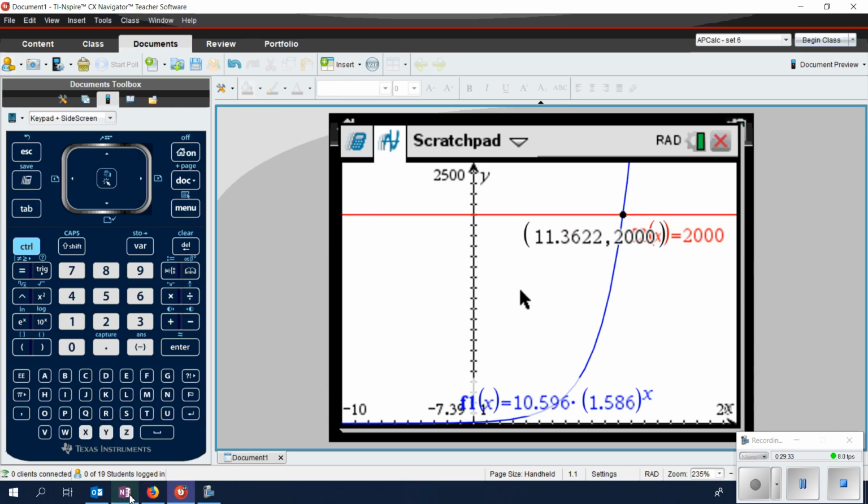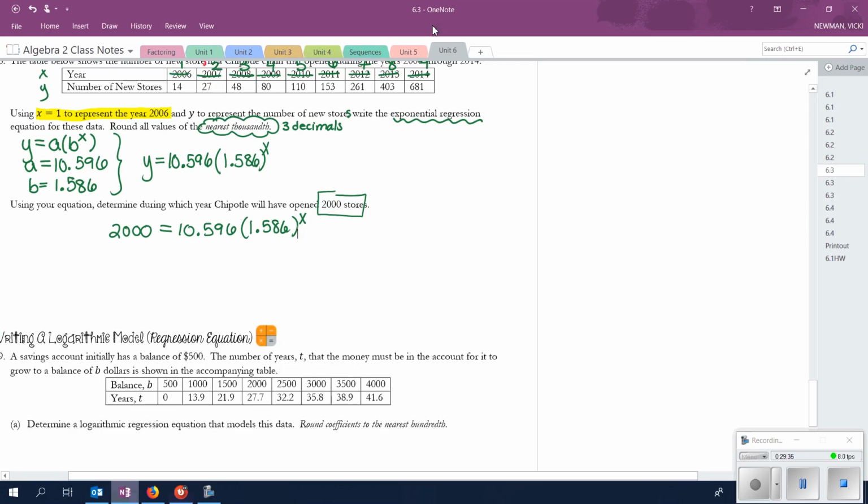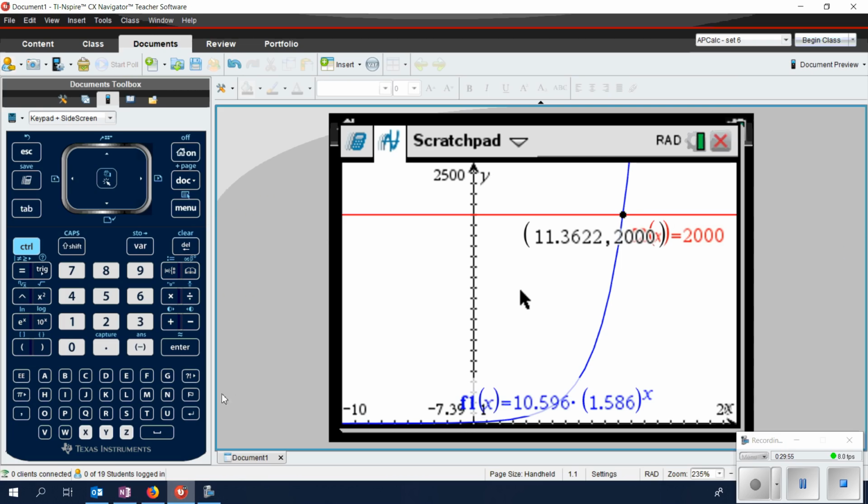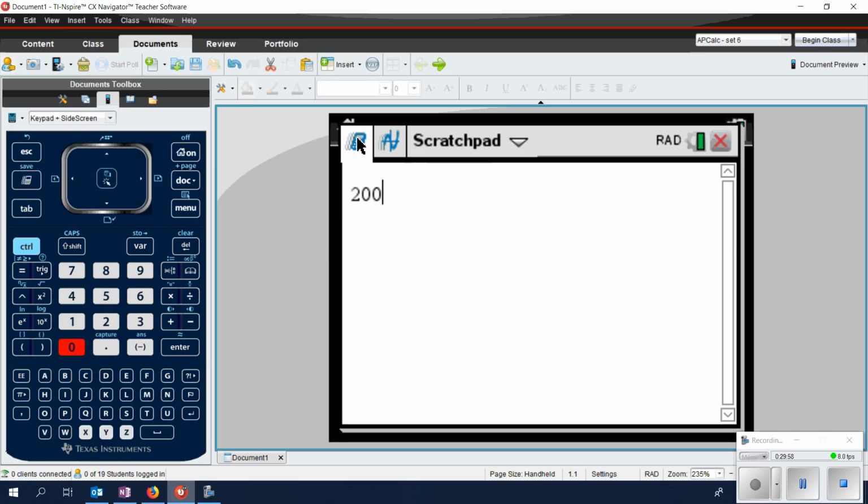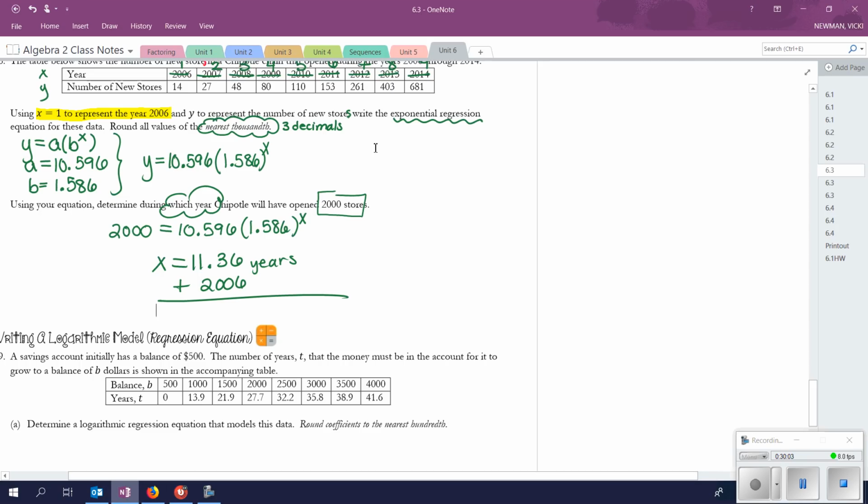Okay. So X equals 11.36 years. But it says what year? So add 2006 to that, yes? So plus 2006 would be 2017.36. Now, if you're 0.36 of a way through the year, aren't you in 2017? Yeah. So during 2017.